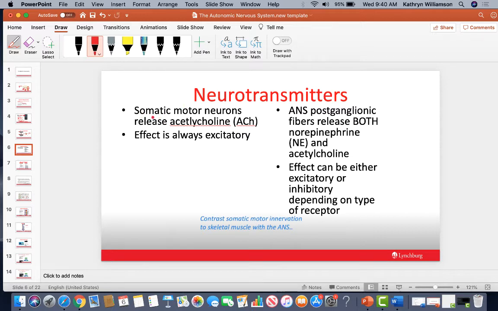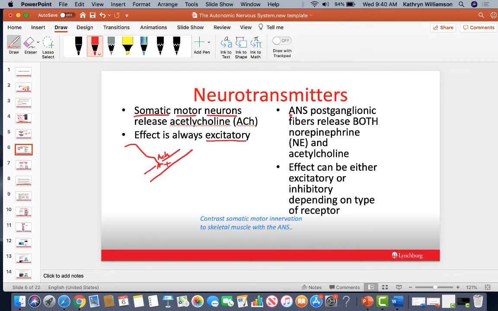I always like to remind students of things that they already know, and then we take new information and format it into that existing framework. So you are already familiar with somatic motor neurons, right? They innervate skeletal muscle. And the neurotransmitter that was used in that case was acetylcholine, and its effect was always excitatory, right? You had that somatic motor neuron that came down and innervated a muscle fiber, and it released acetylcholine, and its effect was always to end up causing a muscle contraction. So it was always excitatory.